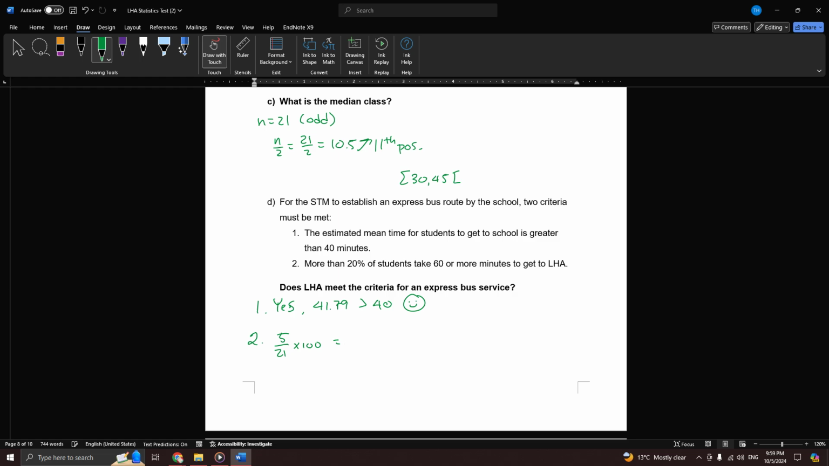Okay, how much is that? That's going to be 23.8%. So you could say 23.8% is greater than 20. So yes, we hit both. And so yes, we do get an express bus service, okay? And that's how you answer question D.